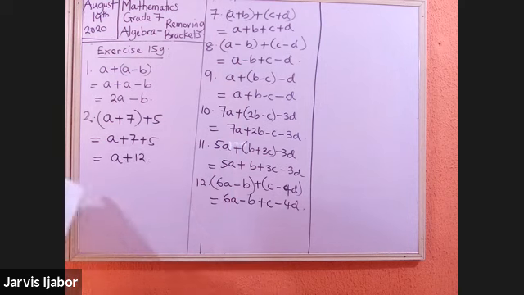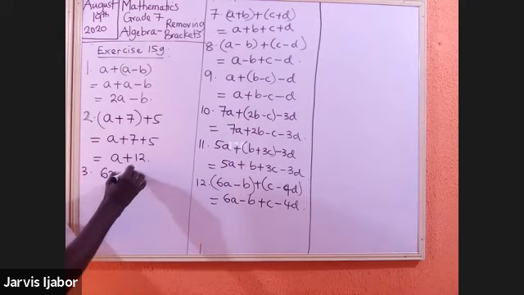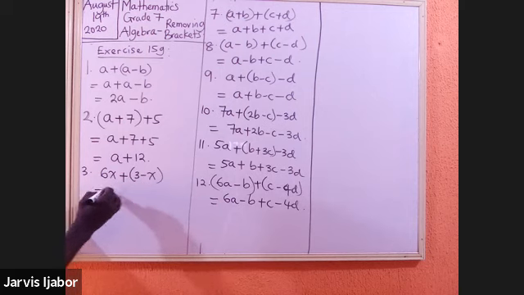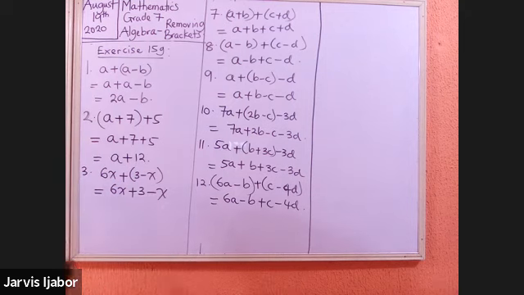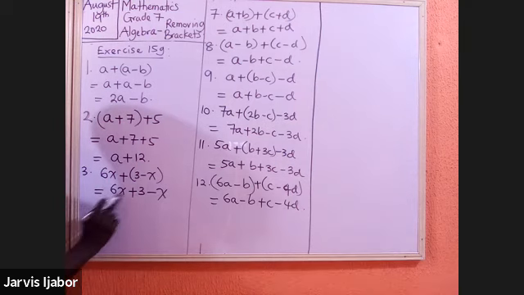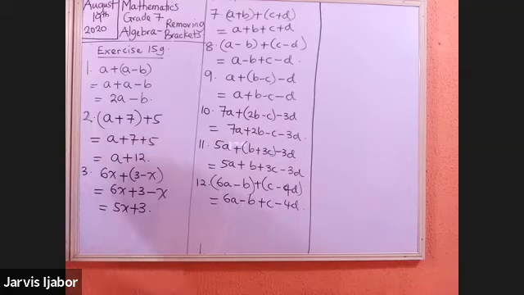12. Question 3. 6x plus 3 minus x. This will now be 6x plus 3 minus x. Prior to now, examiners will tell you collect like terms, but I've also tried to begin to break away from that and tell you to work directly. This is positive, this is negative. So 6 minus 1 will give me what? 5x plus 3. Are we seeing that?